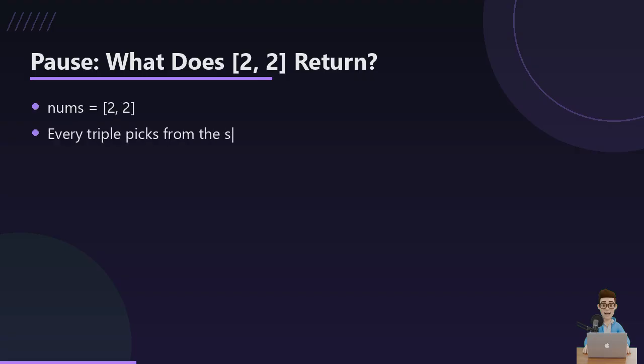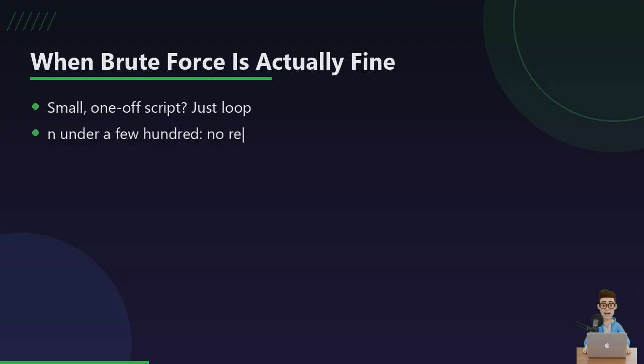Let's test your understanding with a tiny example before I reveal the answer. Suppose our list is just 2, 2, 2. Pause the video for a second and think. If every number you can pick is the same value, how many different results do you think you could possibly get?